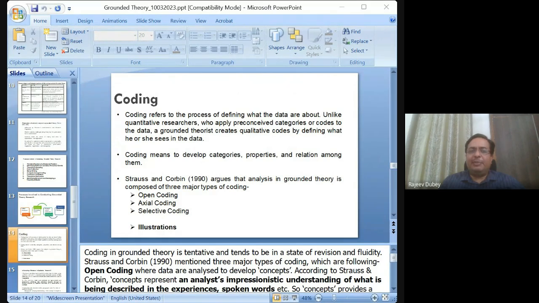There are three major types of coding which we are talking about here. One is open coding, where data are analyzed to develop concepts, and concepts represent an analytic impression of what is being described. So concepts provide a way of grouping or organizing the data that the researcher has collected, be it in the form of interview transcripts.